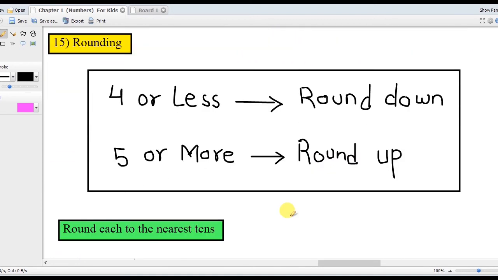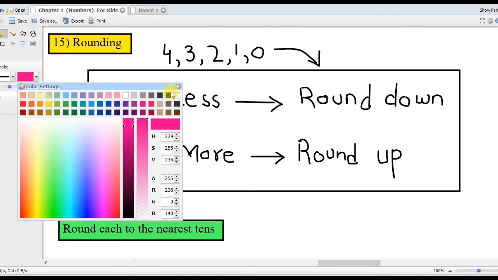The rule is quite simple for rounding numbers. If a number is 4 or less than 4, you have to round it down. And if a number is 5 or more, we have to round that number up. So if a number is 4 or less, what does it mean? It means 4, 3, 2, 1 or 0. In those cases we have to round that number down.